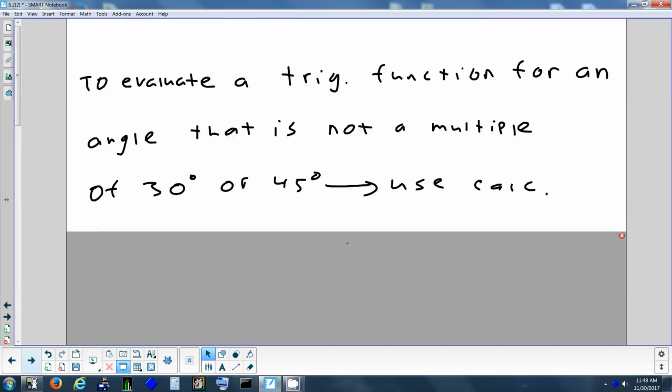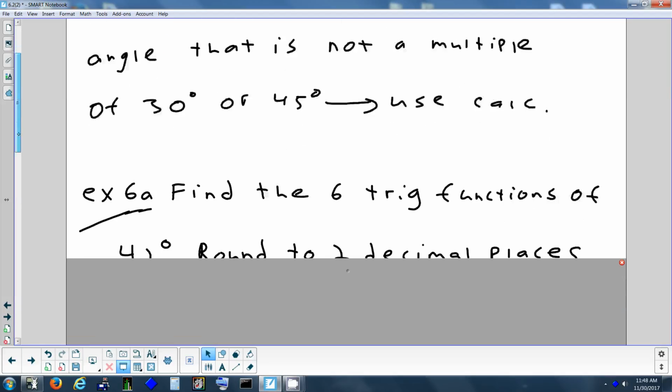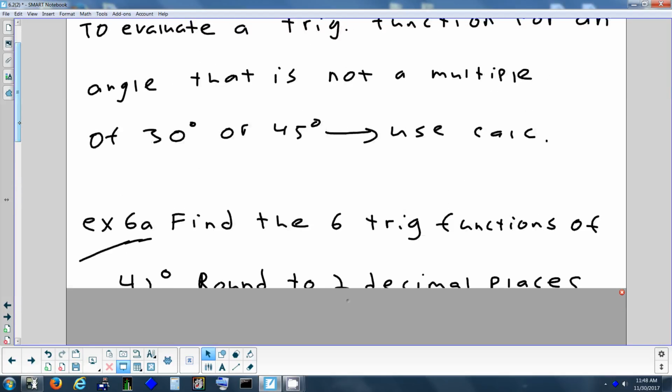All right, so this method works fine as long as I keep giving you angles that are multiples of 30 or 45. And don't forget about the super easy ones we did yesterday: the 1, 0, 0, 1, negative 1, 0, 0, negative 1. Those are the really easy ones. Today's are harder. But if it's not one of the angles I just mentioned, and it's not a multiple of 30 or 45, we use a calculator.